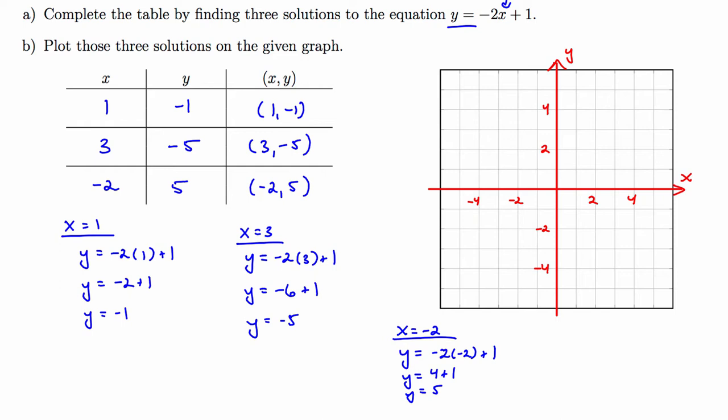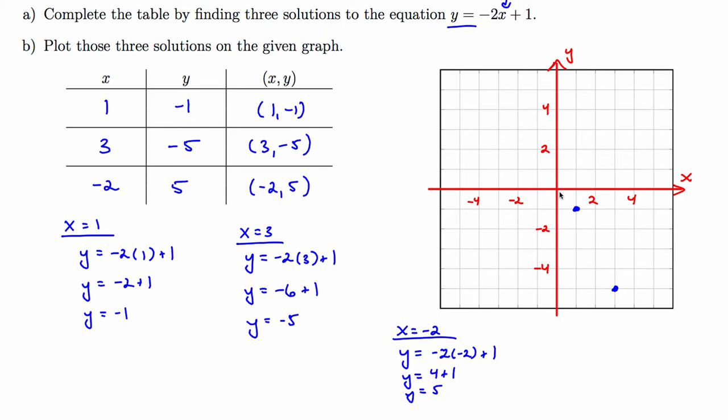To now begin plotting the 3 solutions, starting with the first one. To plot the solution (1, -1) as a point on the graph, we'll start at the origin. An x value of 1 means go to the right 1, and a y value of negative 1 means go down 1. So that gives us the point here at x value 1, y value negative 1. To plot the solution (3, -5), we again go back to the origin. An x value of 3 means go right 3. A y value of negative 5 means go down 5. And that gives us our second solution at (3, -5).